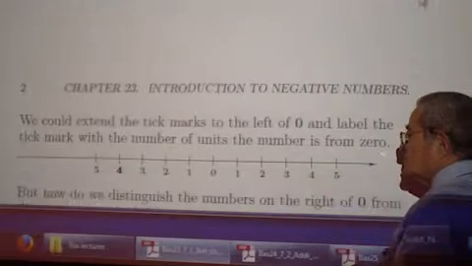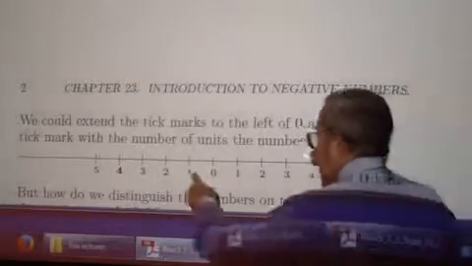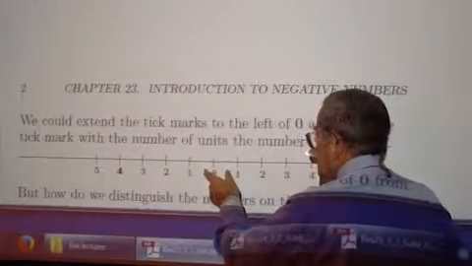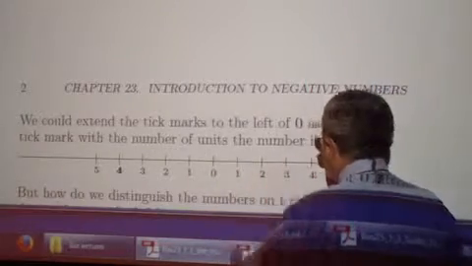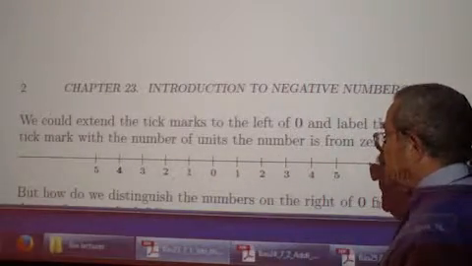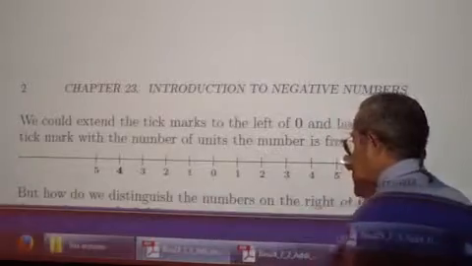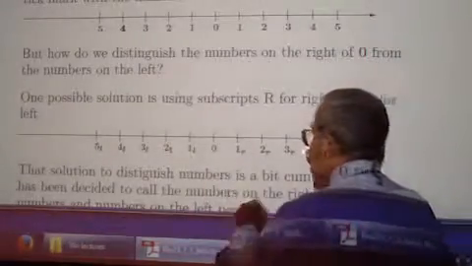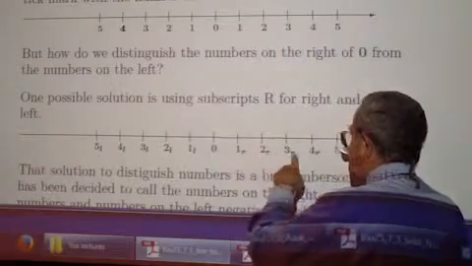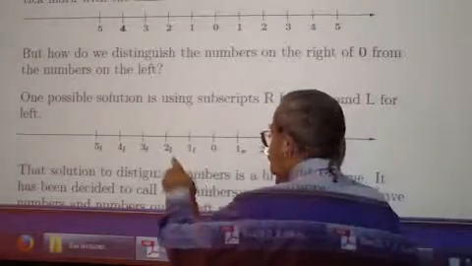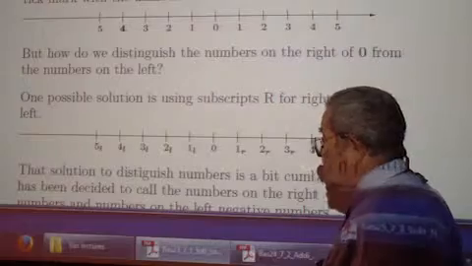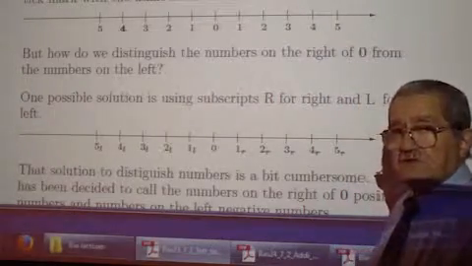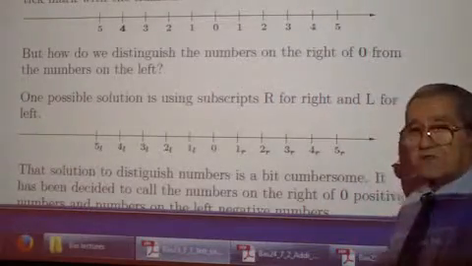Now the tick marks can be extended on the other side. You are 1, 2, 3 distance away from 0. Just like here, you are 1, 2, 3 away from 0. How do you distinguish between the numbers on the right and the left? One possibility is you put in a subscript. 1 to the right, 2 to the right, 3 to the right, 1 to the left, 2 to the left, 3 to the left. That's one solution. People didn't go for it, but it is one solution.